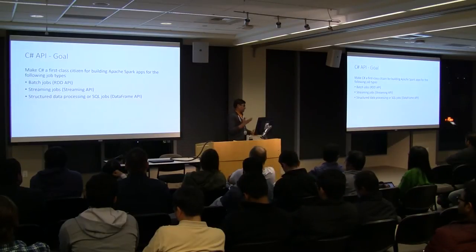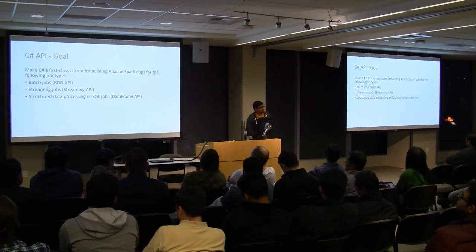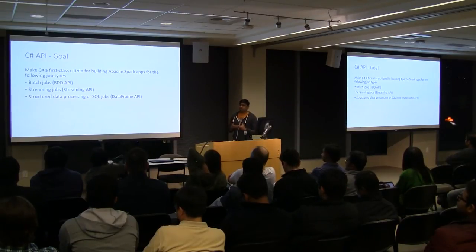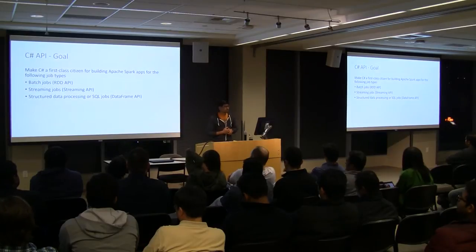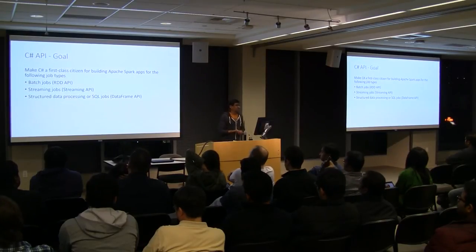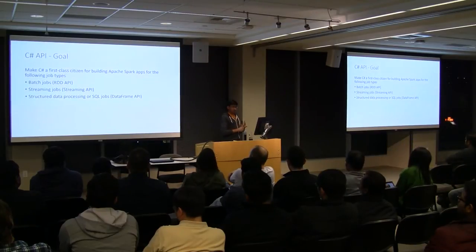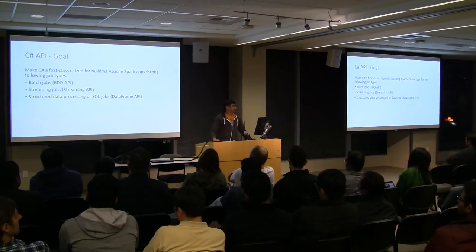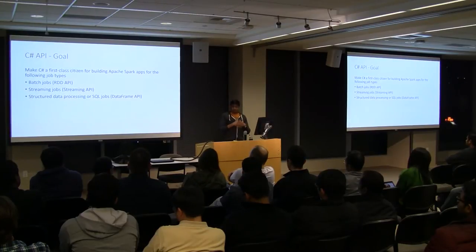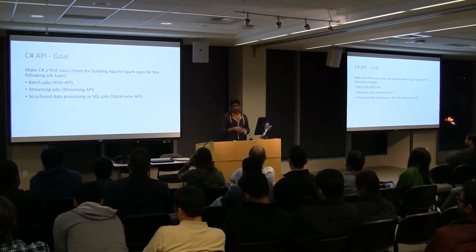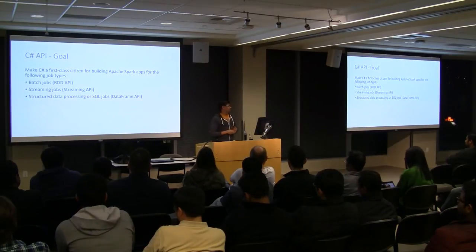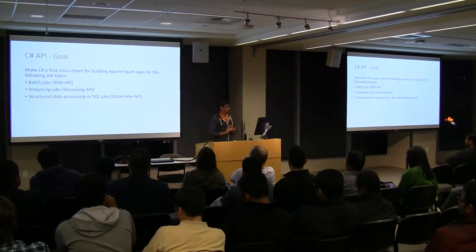Looking at the goal, once we decided to build the API, the goal was to make C-sharp a first-class citizen for building Spark applications. That means the API should allow folks to build batch jobs, training jobs, as well as SQL jobs that are available in Spark. As I mentioned, streaming was our primary scenario, but to support streaming, having support for the batch jobs or RDDs was foundational.